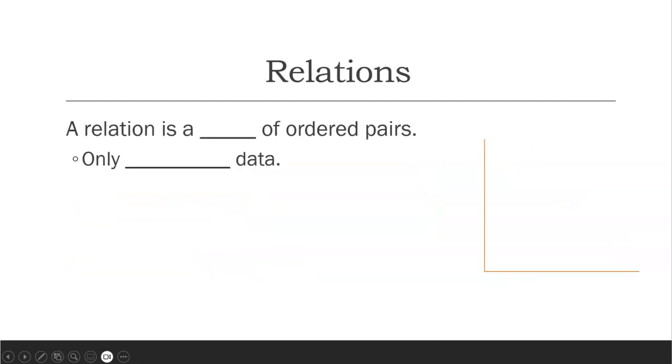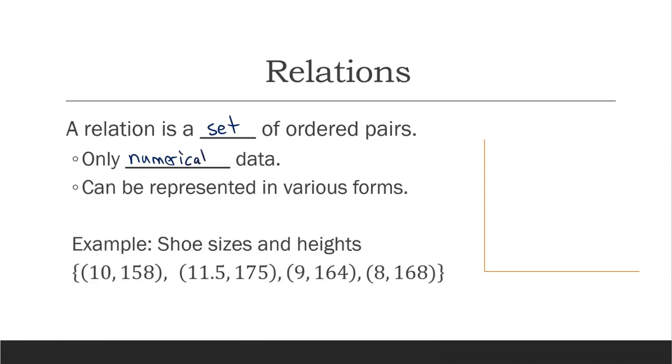Relations are the following. A relation is a set of ordered pairs, so it's more than one ordered pair. Only the numerical data can be done this way, right? Because the idea here is it can be translated to a graph. For example, we have shoe sizes and heights. Let's say we have a shoe size of 10 and that person has a height of 158 centimeters. The next person has a shoe size of 11.5 and a height of 175 centimeters, etc. The first variable is always the x variable, the independent variable. The second variable is always the y value, the dependent variable.